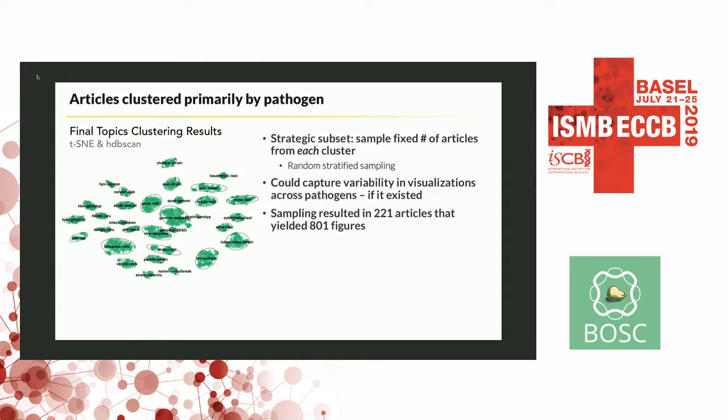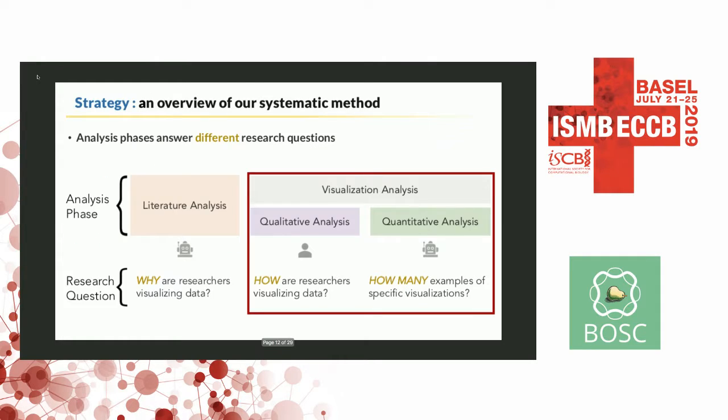Now this was interesting. Maybe people visualize pathogens differently. They have different transmission routes and different effects. To also capture this variety, I actually use these topic clusters as strata in an unsupervised sampling schema. So what I did was from 18,000 articles, sampled 221 across all these articles, and then I had 801 figures that I analyzed further. That was because the next stage in the visualization analysis is qualitative.